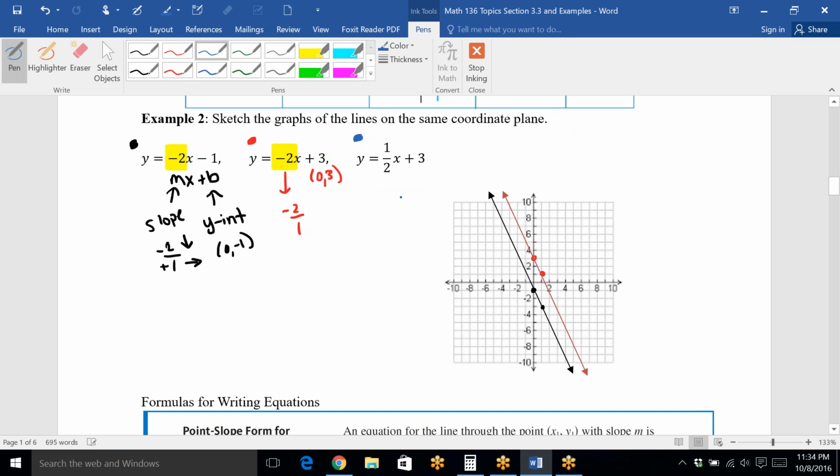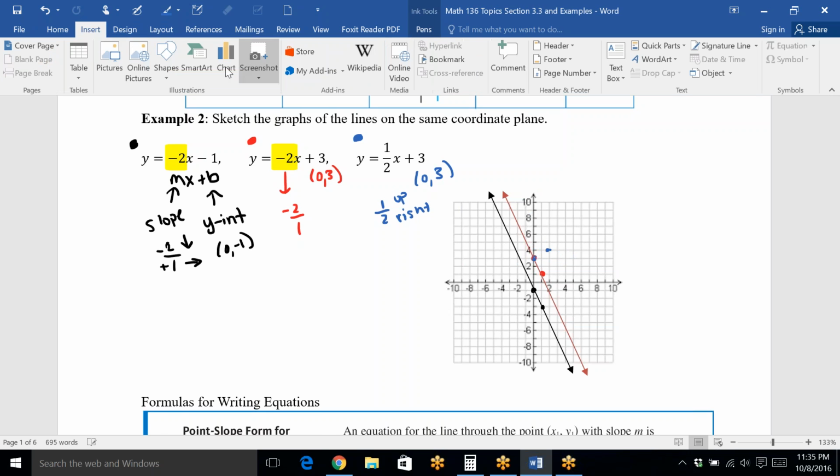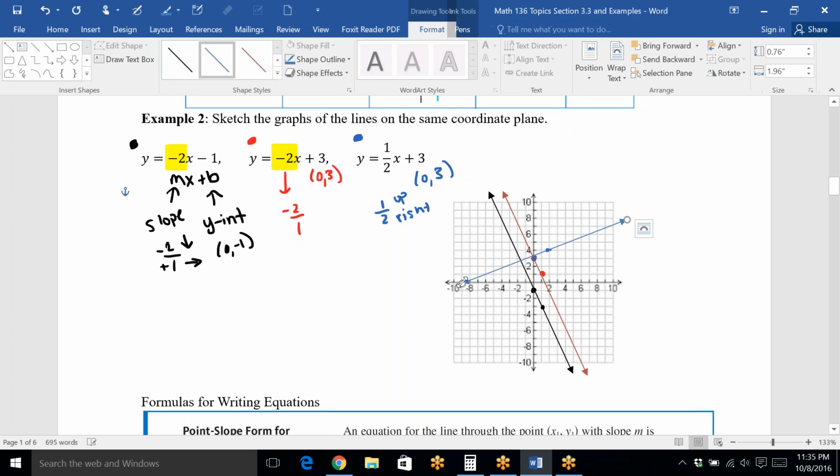Let's get the blue. This has a y-intercept of (0, 3), but this time the slope is 1/2, which means up because it's positive on the top, and right. So up and right. Again, I'm right here at (0, 3), but this time I'm going up 1 and then right 2. Keep that point there. And this time I'm using my blue line and going through those 2 points. I'm going to have to square it up a little bit.